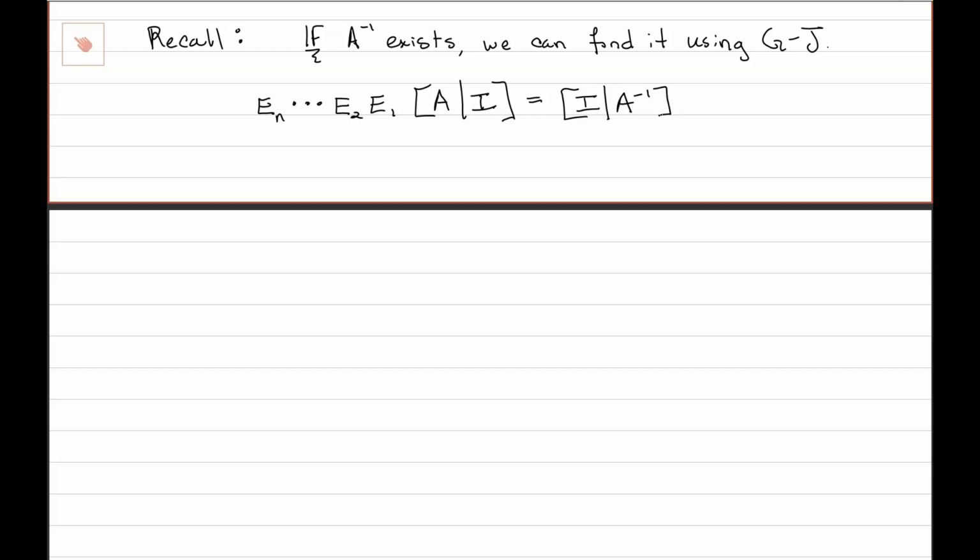Put another way, this says that En times all the way down to E1 times A is equal to I, and if we do En times all the way down to E1 times I, we're going to get A inverse. And since multiplying by I is just like multiplying by 1, we really don't even need to write that. And we even computed a couple of inverses by playing around with stuff like that.